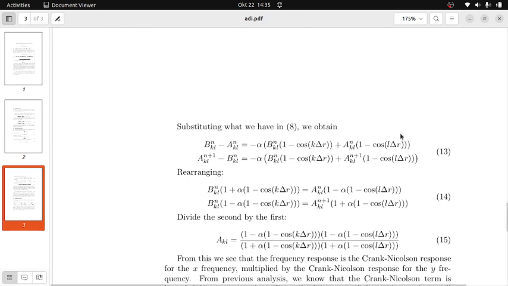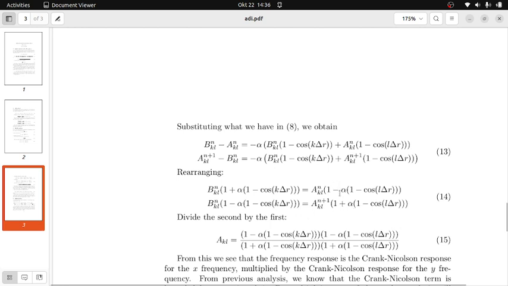And to solve this, we will isolate b_kl^n on one side and a_kl on the other side. In the first one we'll find b_kl^n (1 plus alpha (1 minus cosine k delta r)) equals a_kl^n (1 minus alpha (1 minus cosine l delta r)). And in the second one we'll have b_kl^n (1 minus alpha times (1 minus cosine k delta r)) equals a_kl^(n+1) (1 plus alpha (1 minus cosine l delta r)).